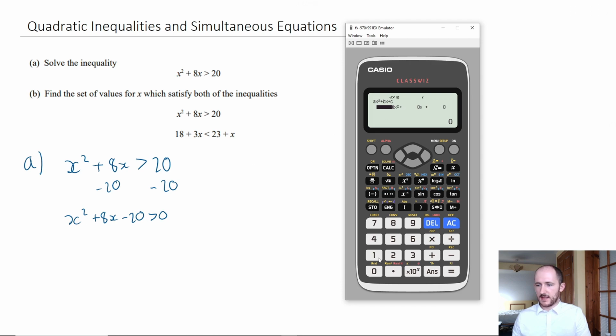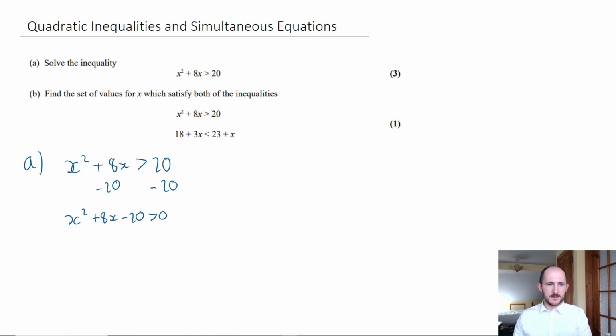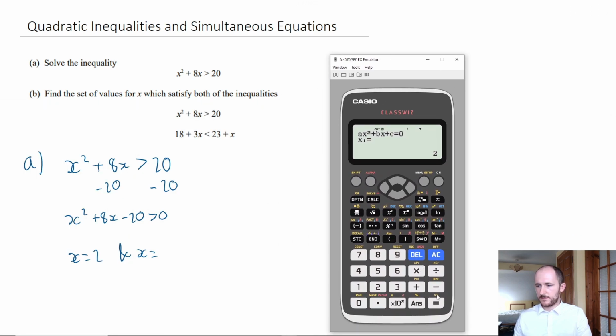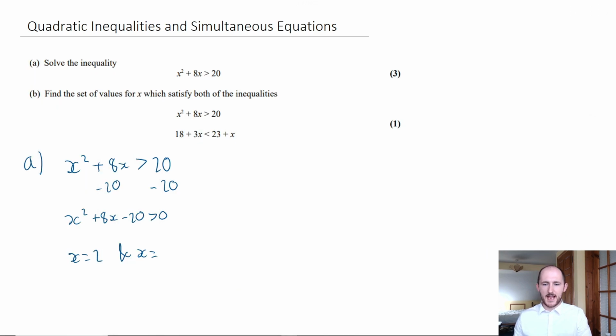So x squared, there's a 1 in front of x squared. Remember, it's not 0 just because there's nothing there. It's 1. X is 8. And the number on the end is negative 20. So equals, so my first solution is x equals 2, and then we'll put an ampersand, x equals minus 10. And there we have it.